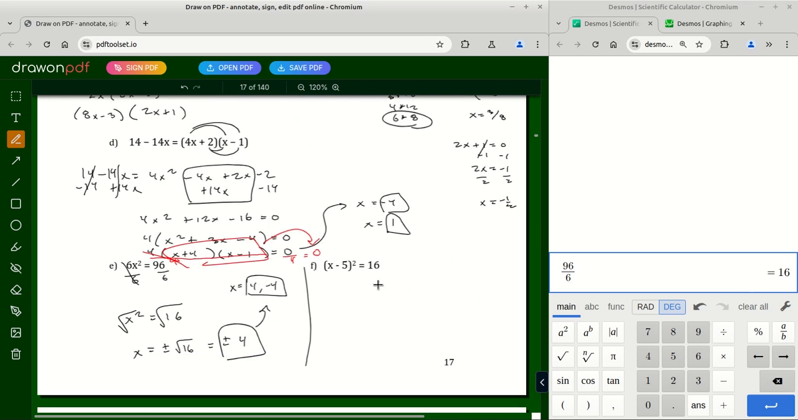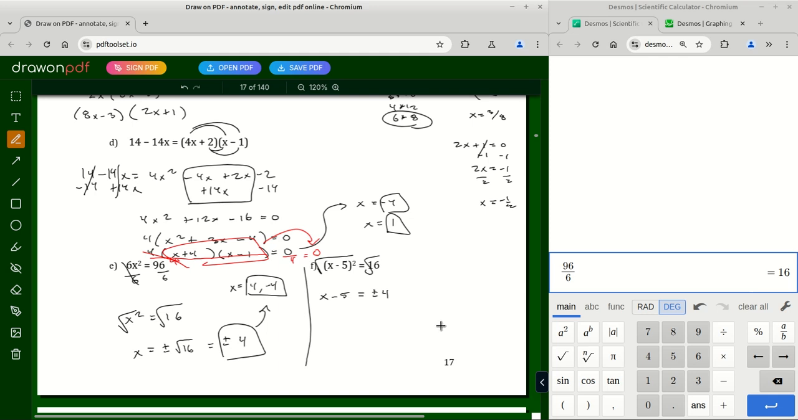Okay, so let's do this. First, I'm going to square root both sides. Again, notice that that's a square for the whole thing. I know it looks a little bit weird, but it's the square for the whole thing, so I'm going to square root both sides. And I don't have to rewrite parentheses. We just saw this one. Square root of 16 is a 4, right? So plus or minus 4.